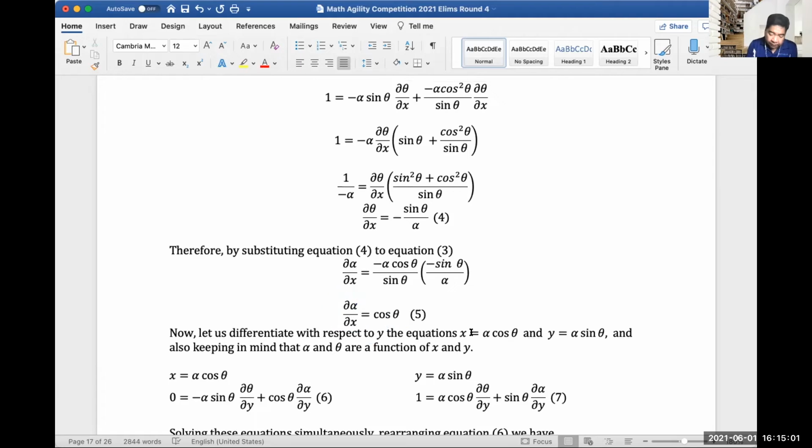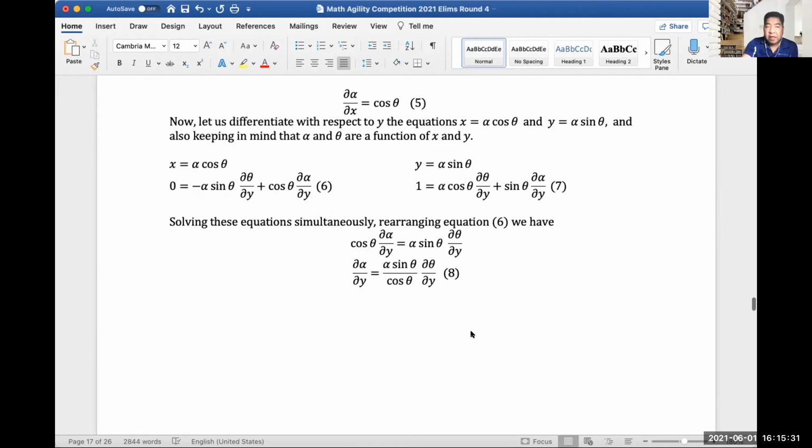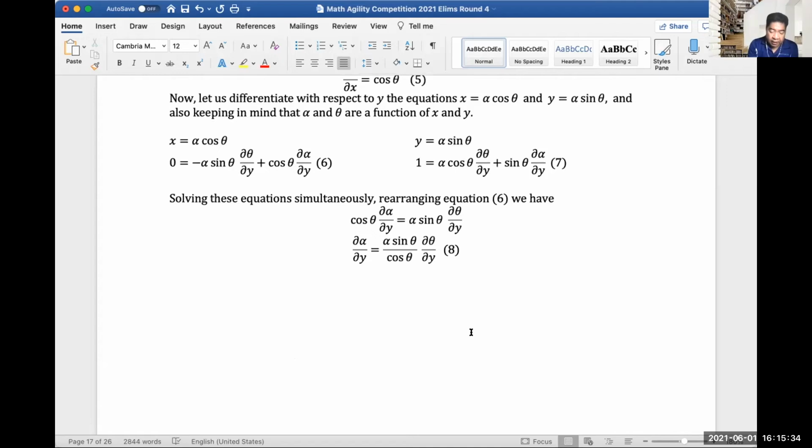Now let's do differentiating with respect to y. So the equation x equals alpha cosine theta and y equals alpha sine theta. And again, keeping in mind that alpha and theta are a function of x and y. So this time x would be constant, right? Because we're taking partial derivative with respect to y. So clearly, x equals alpha cosine theta, so that would be 0 with respect to y. And then with the product rule of differentiating, we will get this. That's equation 6.